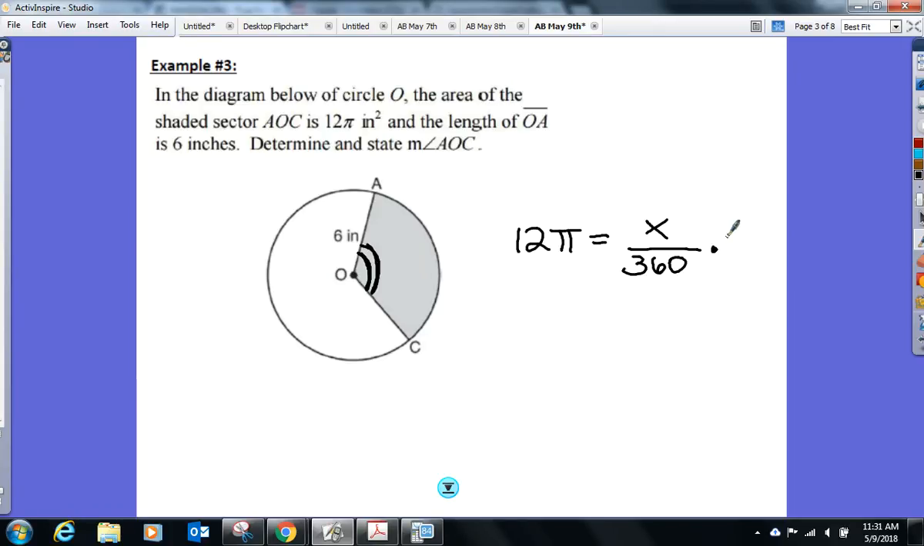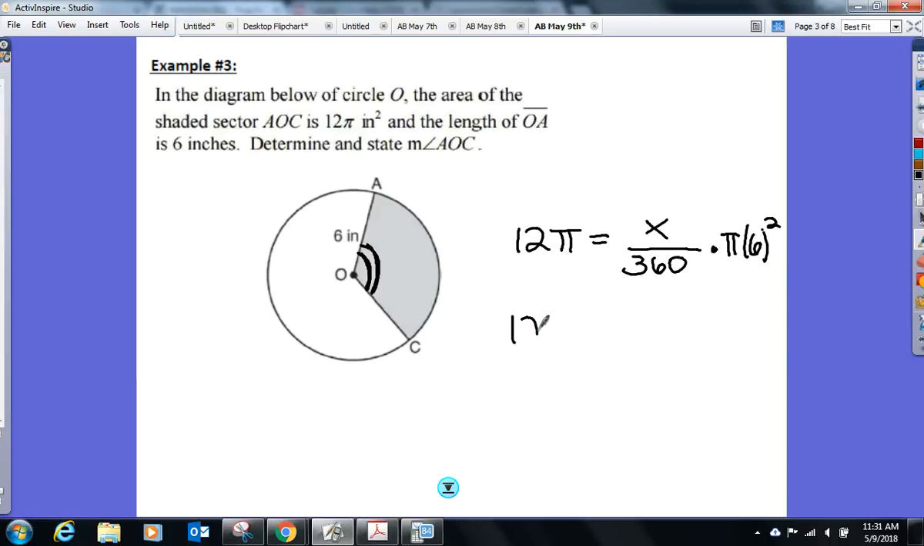What is it? Times. What is x again in the formula? Arc measure. Why is that also going to be my final answer? Angle AOC is the same as arc AC. So that will be my final answer.